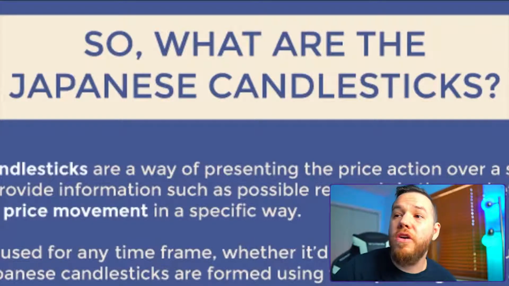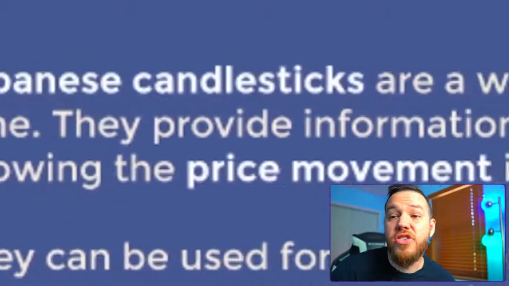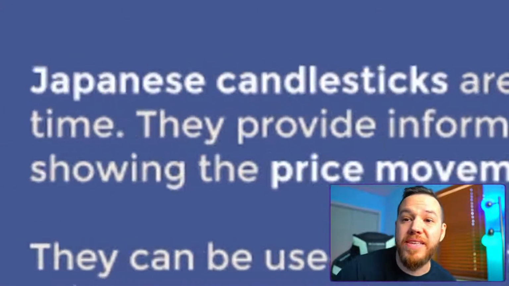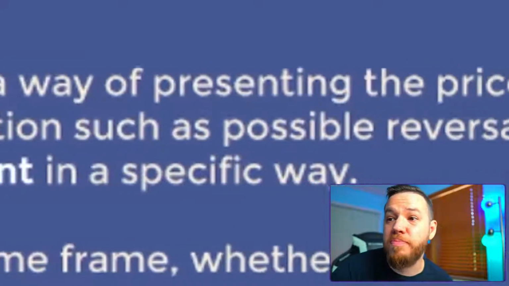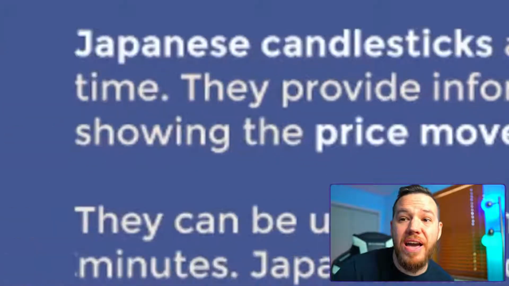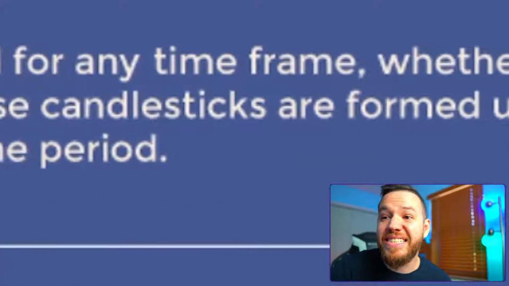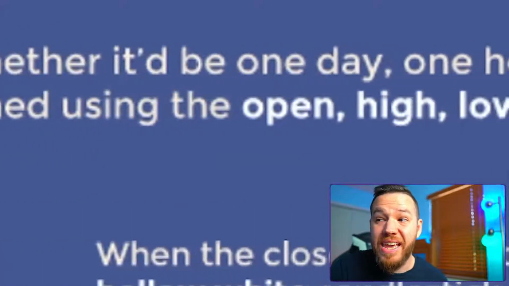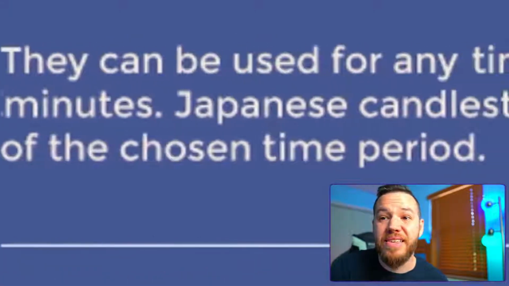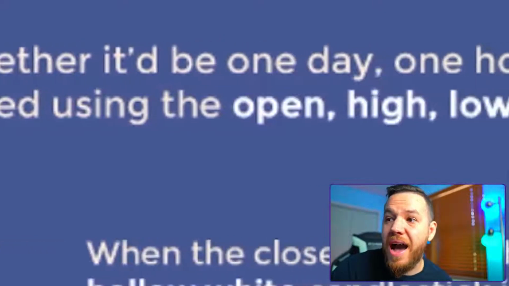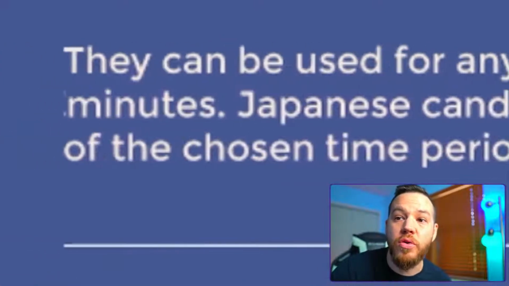So what are Japanese candlesticks? Japanese candlesticks are a way of presenting the price action over a set period of time. They provide information such as possible reversals in the market by showing the price movement in a specific way. They can be used in any time frame, whether it be 1 day, 1 hour, or 30 minutes. It really doesn't matter. Japanese candlesticks are formed using the open, high, low, and close of the chosen time period.